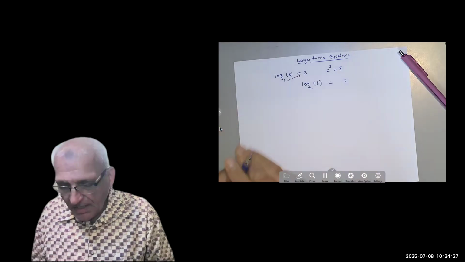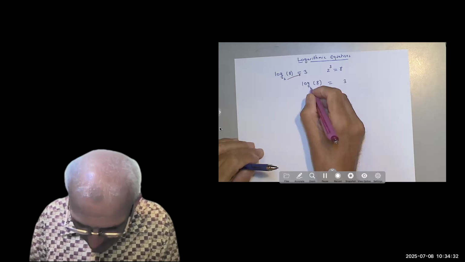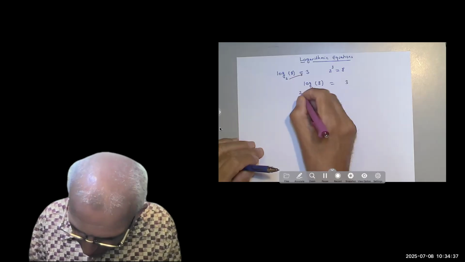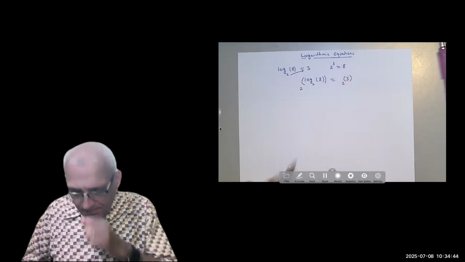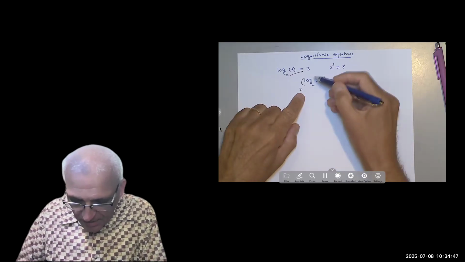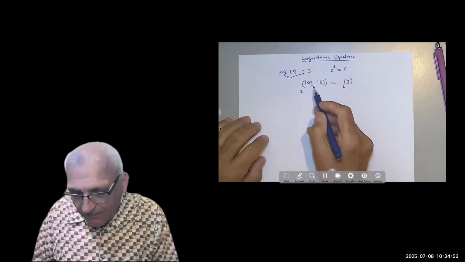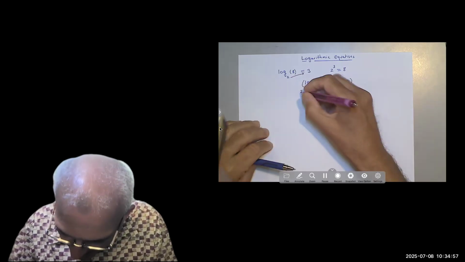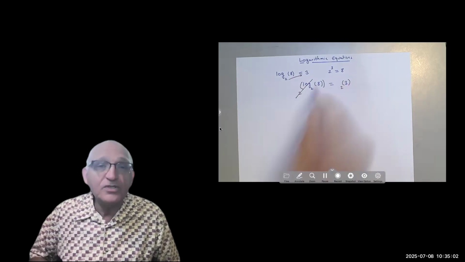equals 3, to get rid of the log to the base 2, I have to take this 2 and raise it to the power of the left-hand side. Why? Because the power 2 to the third or 2 to anything is the reciprocal of log to the base 2. Now, what I'm doing actually is canceling these together and I get 2 cubed equals 8.